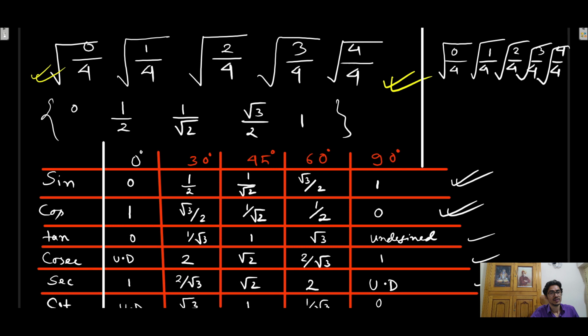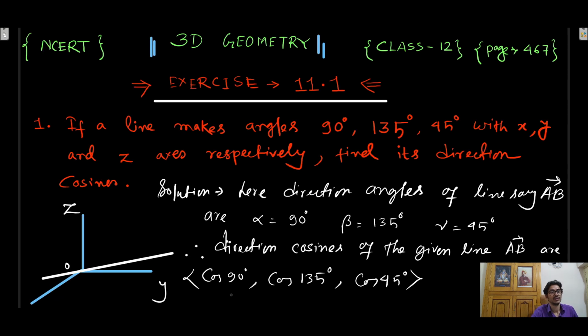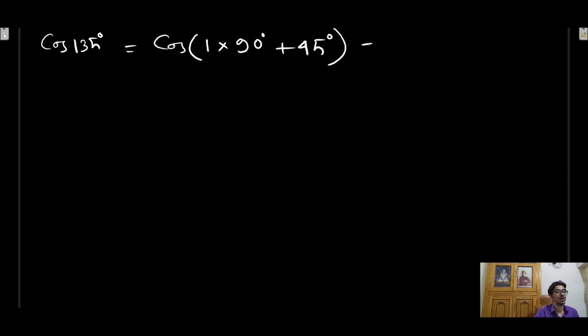So here cos 90 we know that, cos 45 degree we know, but cos 135 degree, how to derive this? Here cos 135 degree equal to cos 1 into 90 degree plus 45 degree. Here we will use the all sine tan cos rule of trigonometry chapter.